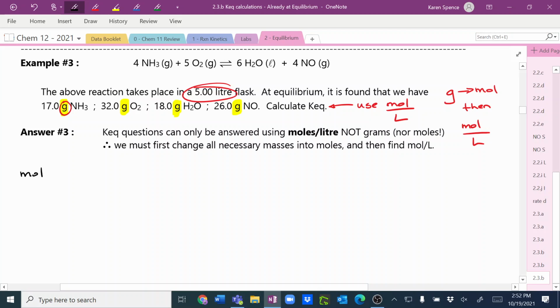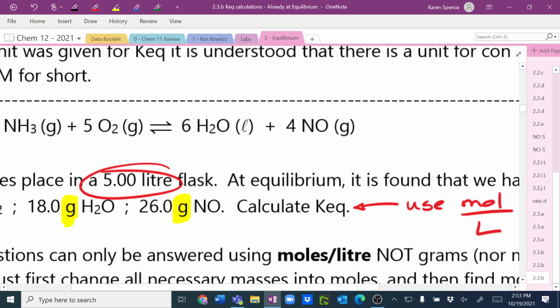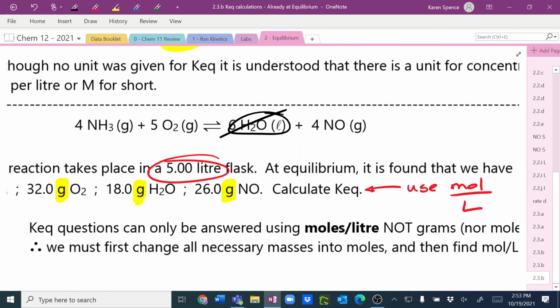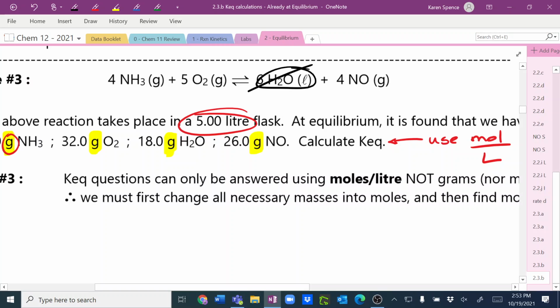So, oh look, I can get away with something. If I go check up here and ask, do I need to include everything in my KEQ expression? Get that liquid out of here. That means I don't need to calculate anything with water. Save myself some work there. That's really nice.